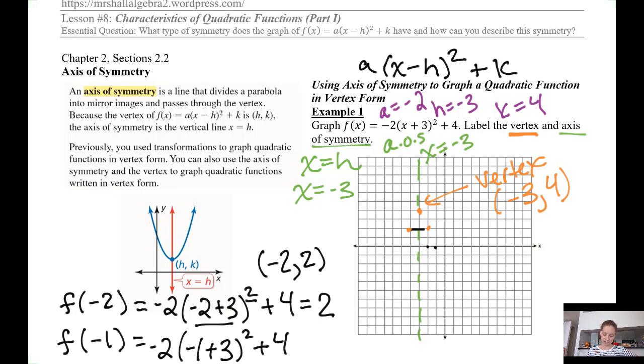And now let me find f(-1). So I have -1 plus 3 is 2. 2 squared is 4. 4 times -2 is -8. -8 plus 4 is -4. And if you need to use a calculator to do that, you absolutely can. So this is (-1, -4). And that point is -1, then 1, 2, 3, -4. And I'll use that the axis of symmetry folds the parabola in half. That point is 2 units to the right of the axis of symmetry, so 2 units to the left is another point on the parabola. And now I have a sketch of f(x).